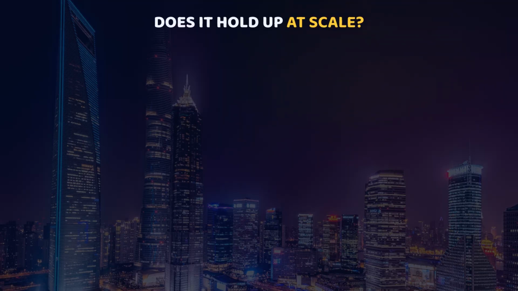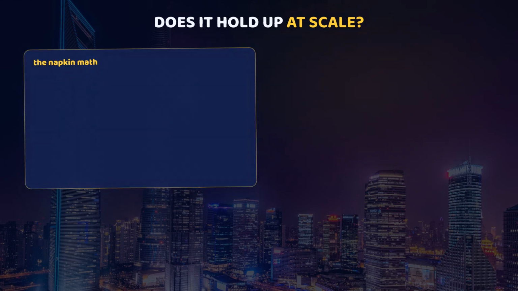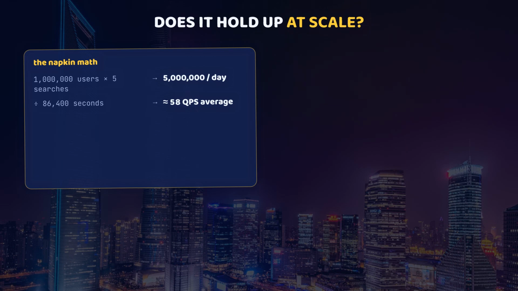Does this hold up at company scale? Let's do the napkin math real engineers do. 1 million daily users, 5 searches each. 5 million searches across 86,400 seconds. About 58 queries per second, on average.